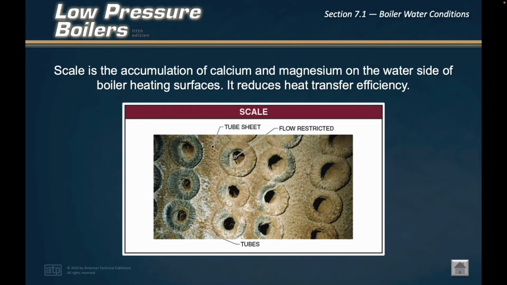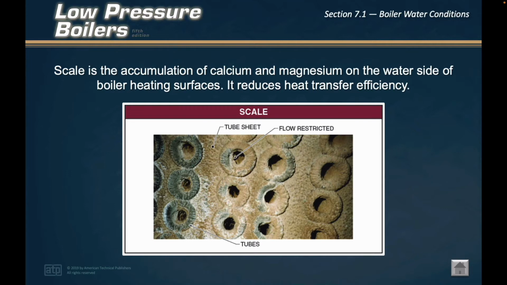Scale is the accumulation of minerals, such as calcium and magnesium, on the water side of boiler heating surfaces. All city water and most other water sources contain scale-forming minerals, such as natural salts and silica. Calcium and magnesium account for the majority of scale formation from hard water. Hard water is water that contains large quantities of dissolved minerals. The hardness of water is measured in parts per million.